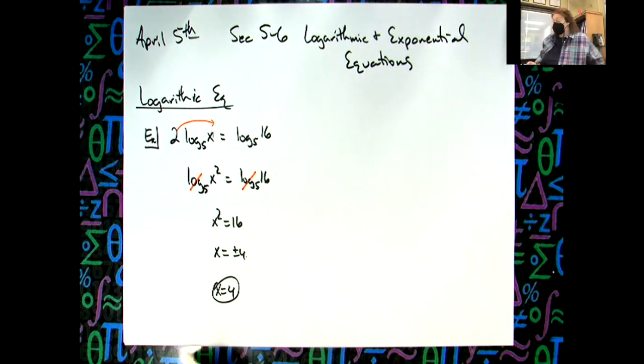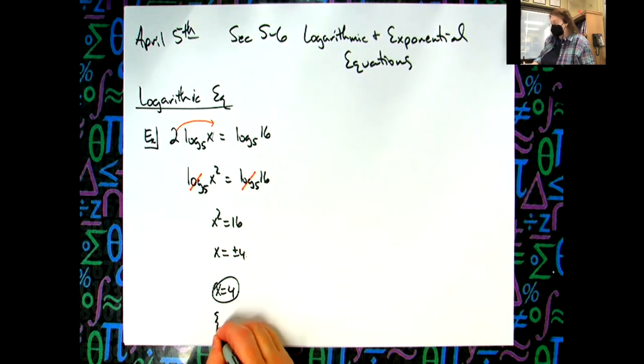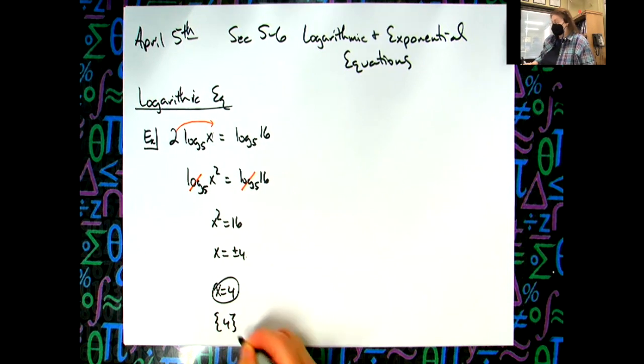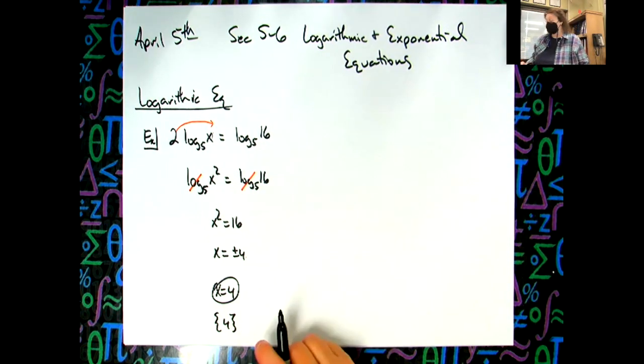So x equals 4. And if we want set notation, we can do that. All right, we can do x equals or we can do set notation, either one.